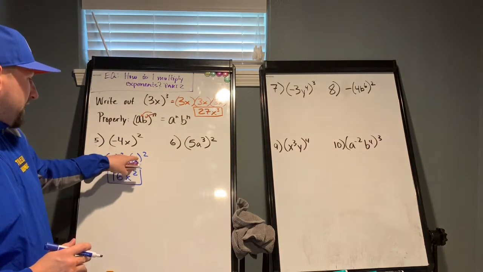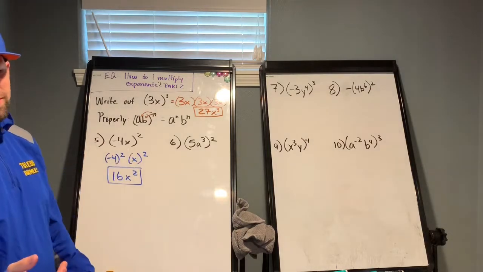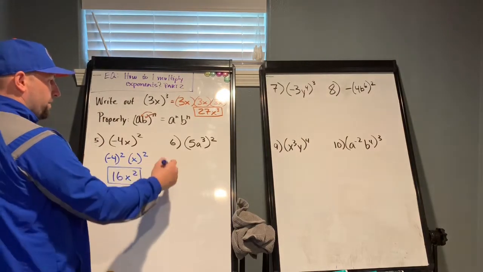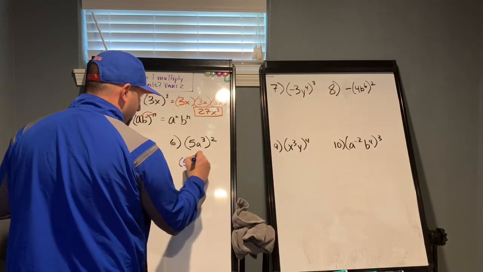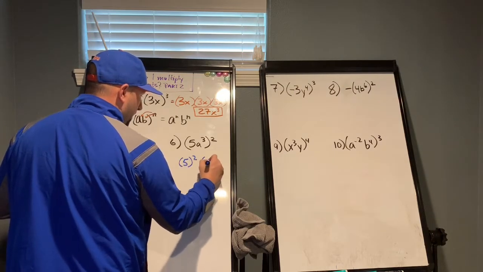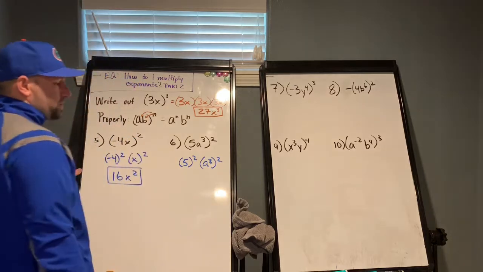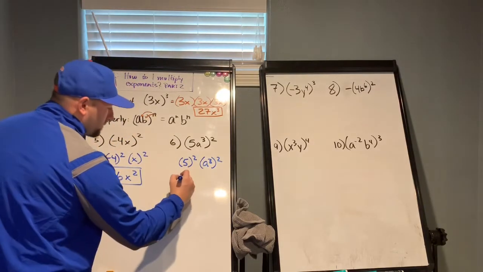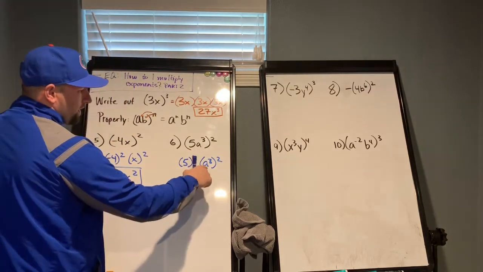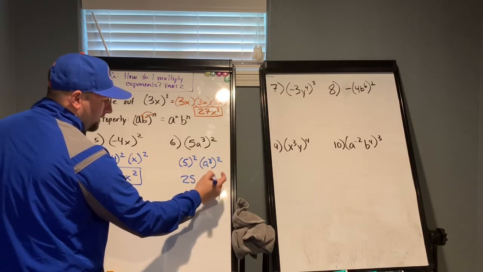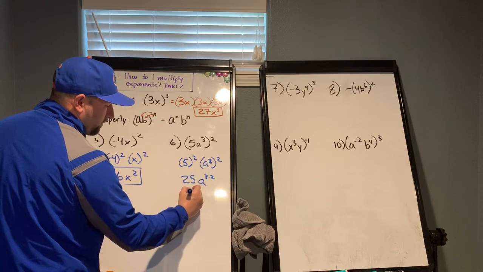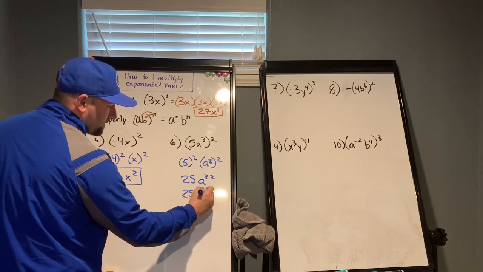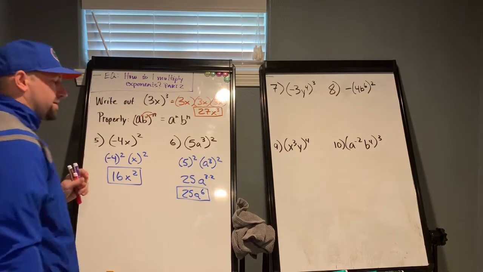Now remember, this is x to the power of 1, so 1 times 2 is just going to be x squared. Okay, over here, we've got 5 squared and a to the power of 3 squared. So we're just splitting it up. 5 squared is 25. And then this is going to be a to the 3 times 2, right? So 25 a to the 6th. Okay?